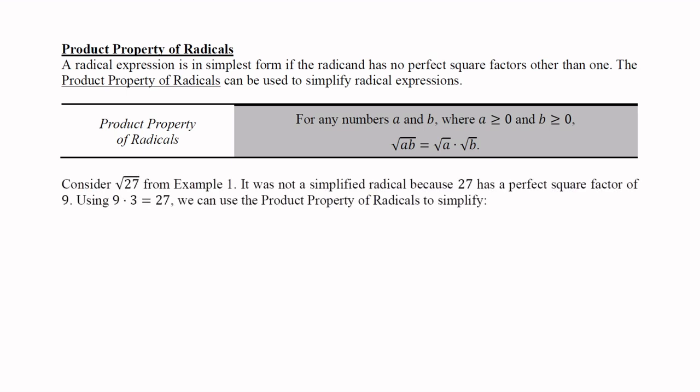So consider the square root of 27 from example 1. It was not simplified because 27 has a perfect square factor of 9. Using 9 times 3 equals 27, we can use the product property of radicals to simplify. Square root of 27 is equal to the square root of 9 times 3. Then we can split it up into the square root of 9 times the square root of 3, and the square root of 9 is 3. So we end up simplifying it to 3 times the square root of 3.